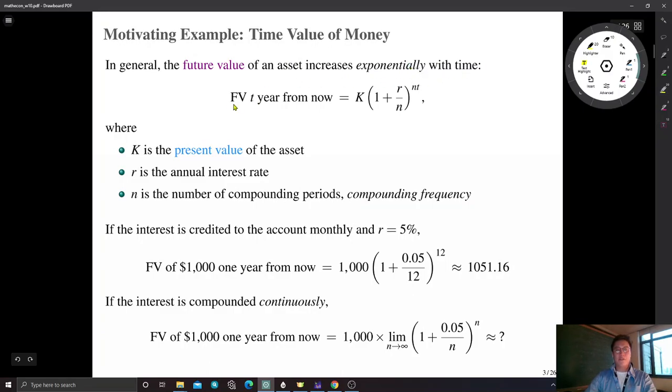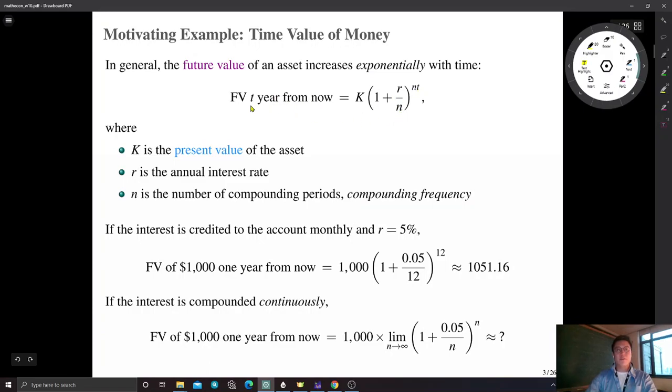So if you think about the future value of k dollars t years from now, we regard this as a function of time t. Then k is the present value of the asset, so it indicates what you have right now in your hand. And r indicates the annual interest rate, and n is the number of compounding per year. So if the interest is compounded annually, n is going to be 1, quarterly, n is going to be 4, daily, 365. And t is the number of years.